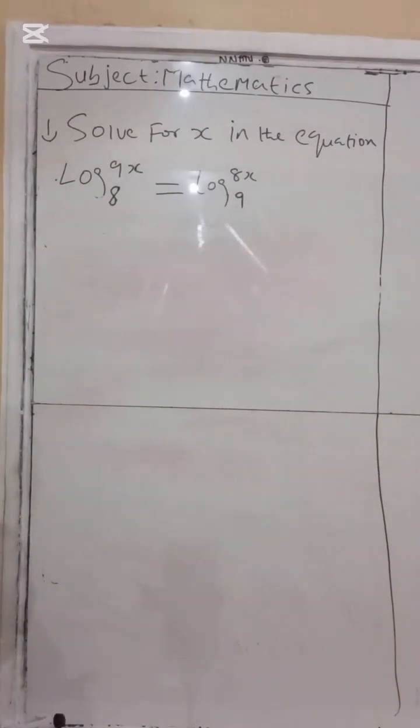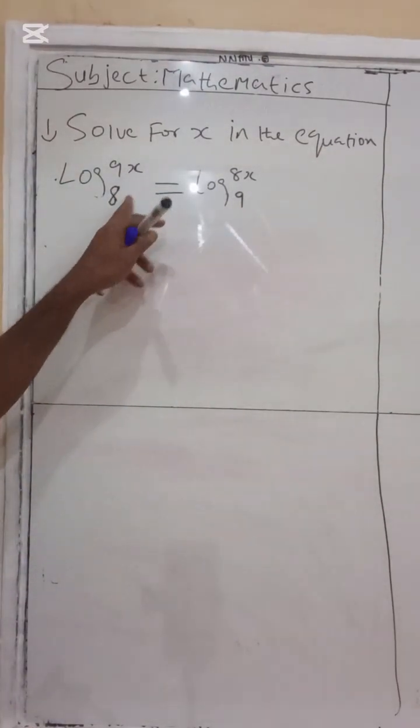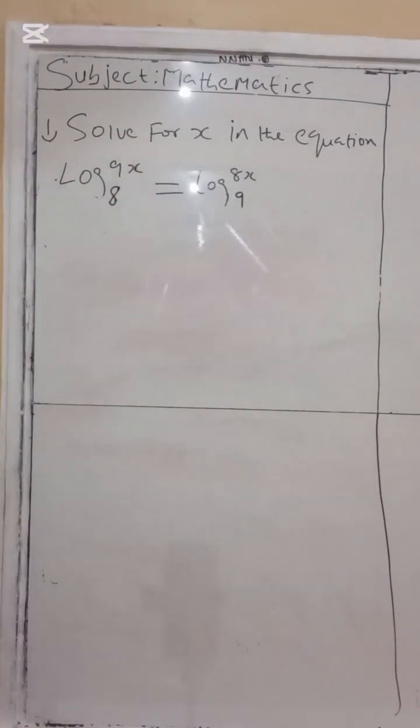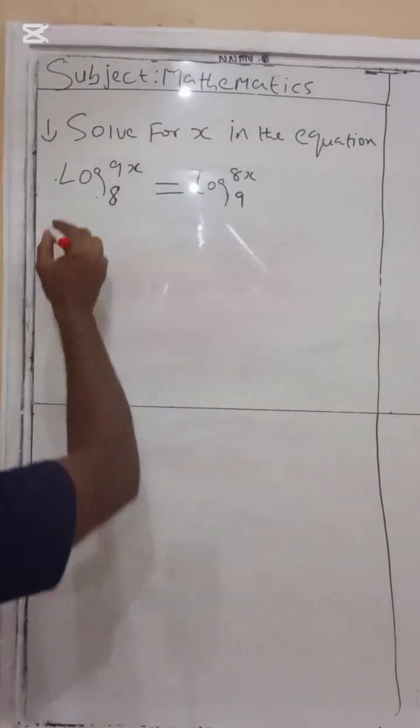Alright, so we're asked to solve for x in the equation: log 9x base 8 equals log 8x base 9. But before we can solve this, we must change them to have a common base 10.